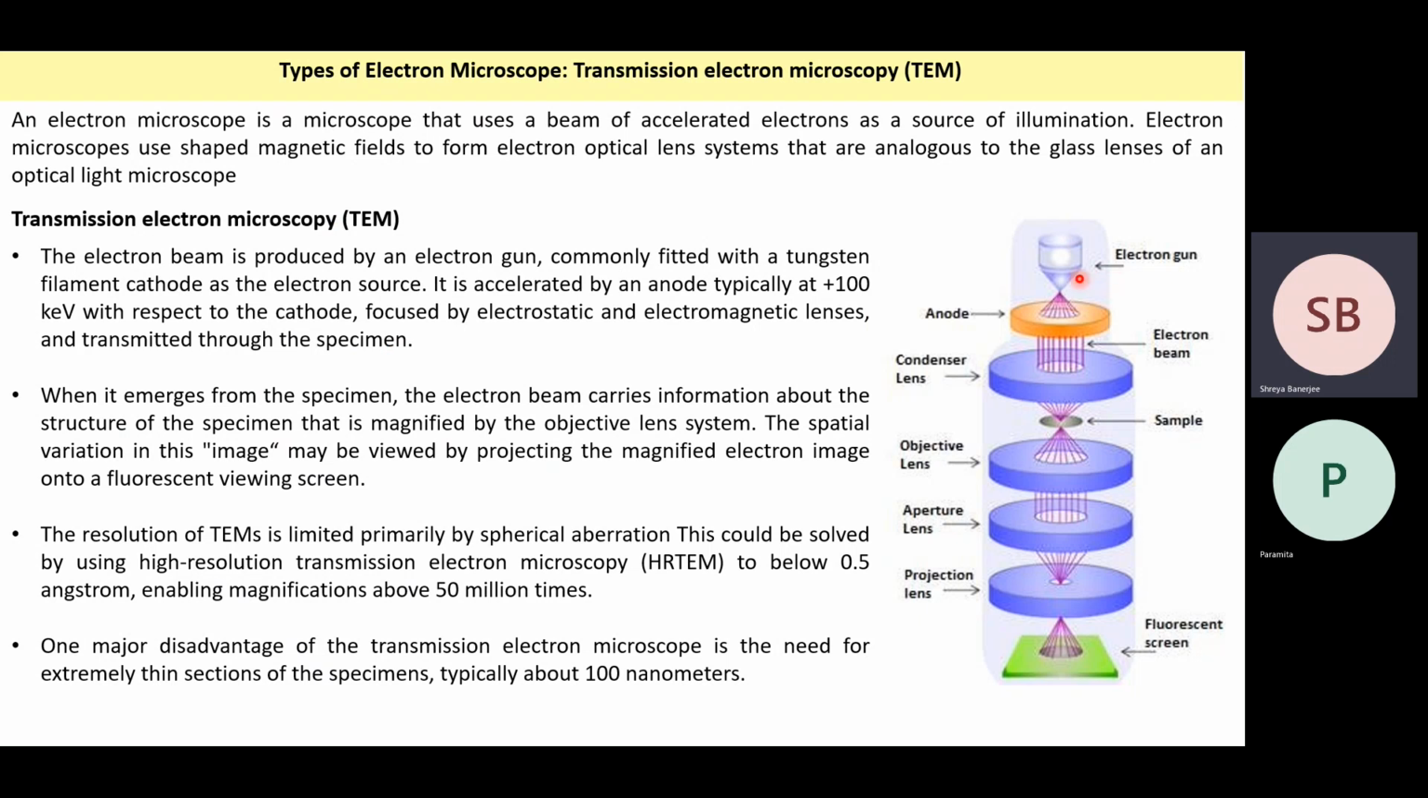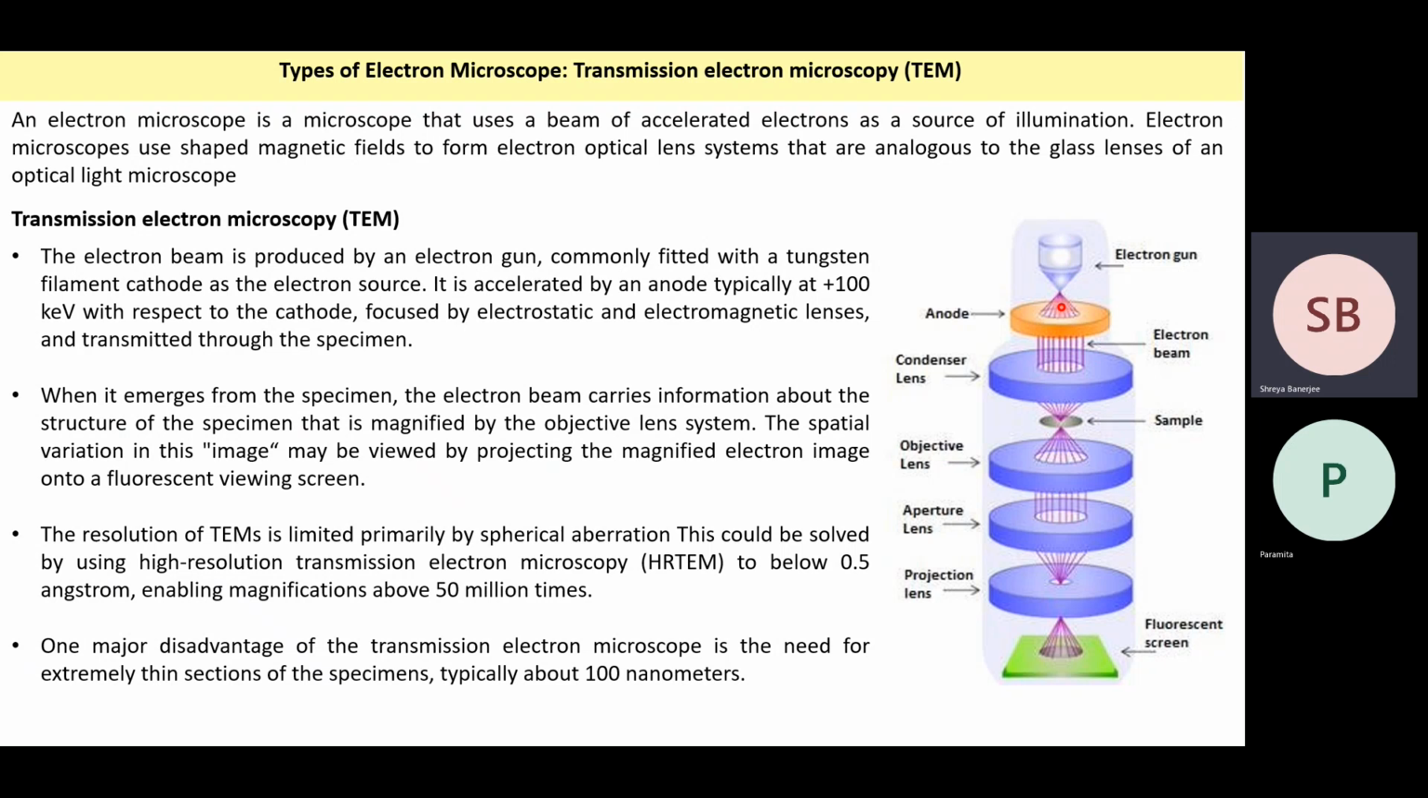So basically, an electron gun consists of a tungsten filament. Now, if you heat that filament, electrons will be emitted by a process called thermionic emission. And then you have the anode, which is positively charged. So when electrons are emitted by the electron gun, the positively charged anode will accelerate the electrons towards it.